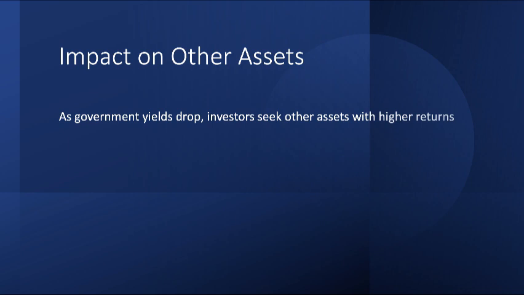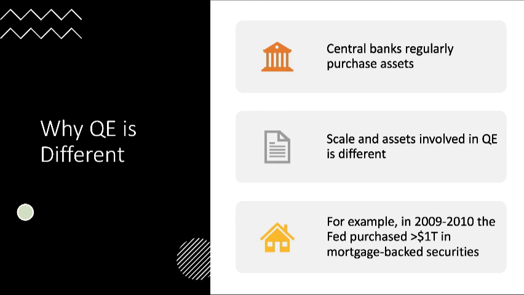So, as the government debt yields decrease, investors often seek higher returns in riskier assets. This shift encourages investment in various sectors benefiting capital markets, such as the stock market. As I stated before, central banks engage in asset purchases regularly. QE stands out due to its scale and the variety of assets involved. For example, during the financial crisis of 2008, the Federal Reserve purchased over $1 trillion in mortgage backed securities from 2009 to 2010.